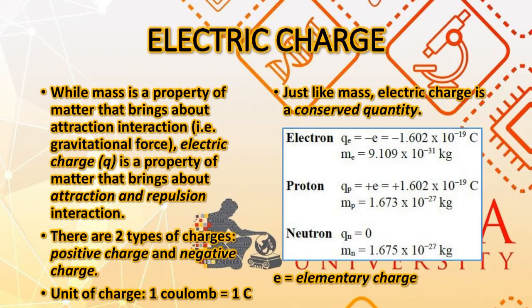Include as well the neutron. So you have Qe, Qp, and Qn. And when it comes to the masses of these elementary particles, you have me, mp, and mn.